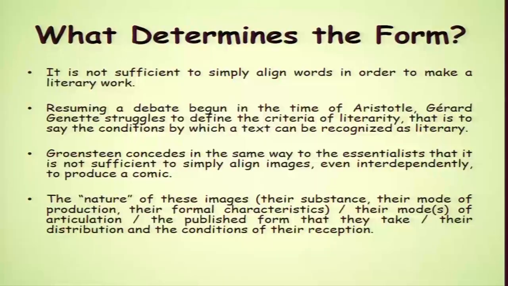So this is the problem that comics is also facing. After Aristotle, Gérard Genette is struggling with the criteria of literariness, like what are the conditions by which a text is going to be recognized as literary, right? Going back to the slides, now you see that Groensteen concedes in the same way to the essentialist that it is not sufficient to simply align images, even interdependently, to produce a comic, right?